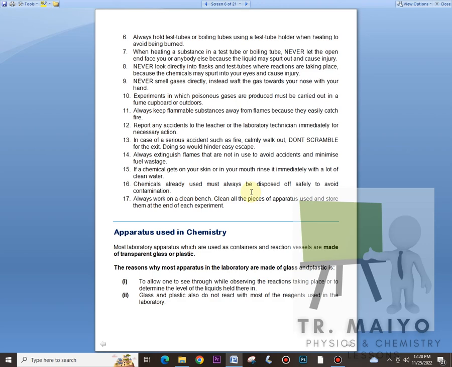In case of a serious accident such as fire, hii inakuanga hii sitaona watu wakifanya hivyo. Okay, I've seen fire in the lab, but the students will flee and they cause themselves more harm than if they could calmly walk out. Don't scramble for the exit. Doing so would hinder easy escape. Now let me tell you, and this is now true. Hii kenye nitaka kusema ni kweli.